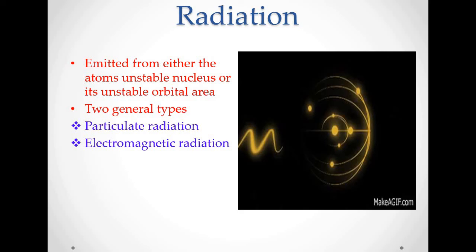The nucleus also can have different energy levels. If the internal energy of the nucleus is increased, it will become unstable. So radiation is emitted from either the atom's unstable nucleus or its unstable orbital area and is divided into two general types, particulate and electromagnetic.